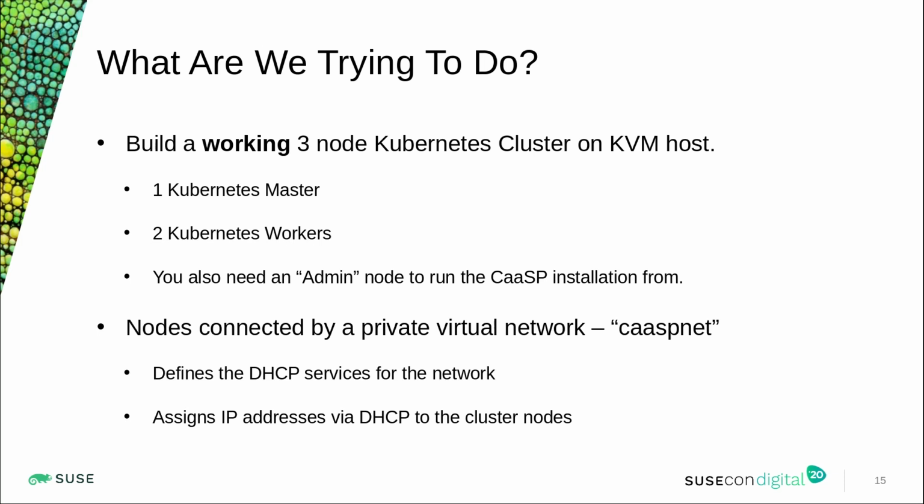So the pieces are actually there to do that, and we'll point those out later as we go through the process. Also, the nodes are all connected by a private virtual network that's called CaaS.net. This actually gets set up inside KVM. It will also define all the DHCP services for the network. So as the nodes actually come up in CaaS.net, they get their IP address from the DHCP service that's part of the virtual network. So that makes it really nice that I don't have to go and assign IP addresses or worry about trying to configure that into the Kubernetes nodes as they come up. They just get their assignments and go off and are ready to actually operate. Makes the process really a lot easier.